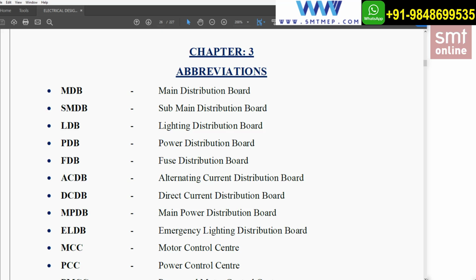90% we have only one, but sometimes if the load is excess, then to overcome the confusion, to maintain the reliability, we will go with two also. Next, we are having SMDB, submain distribution board. Means after MDB, we are having submain distribution board. This submain distribution board will make divisions with respect to different blocks.